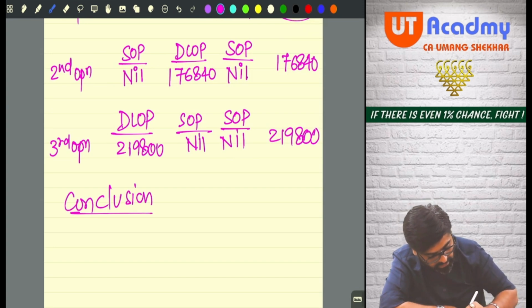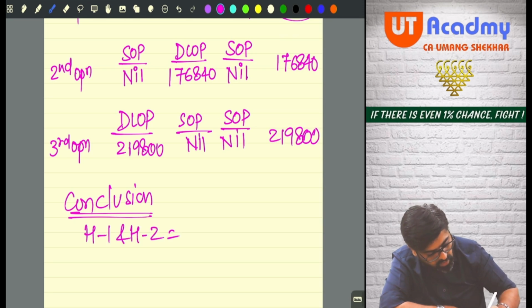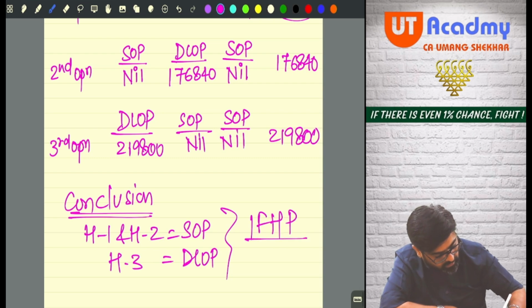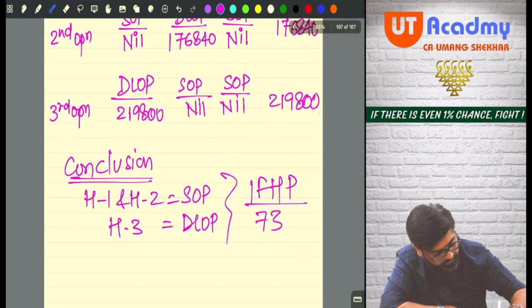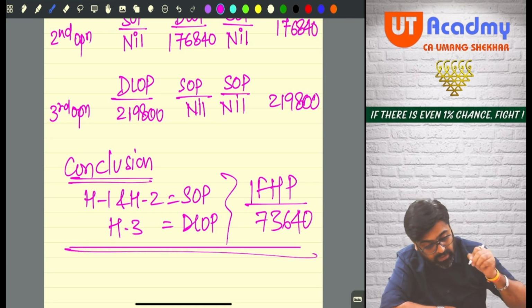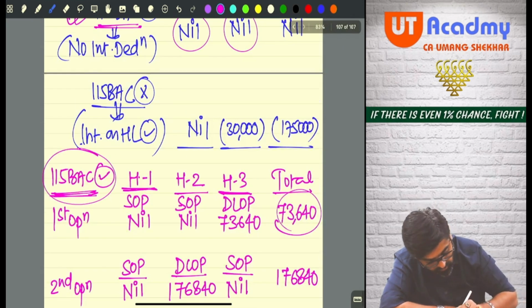Conclusion is what? Come on, tell me. H1 and H2 will be treated as SOP. H3 will be treated as DLOP. And in that case, my taxable income from house property will be 73,640. And this is my conclusion if I follow 115 BSE.